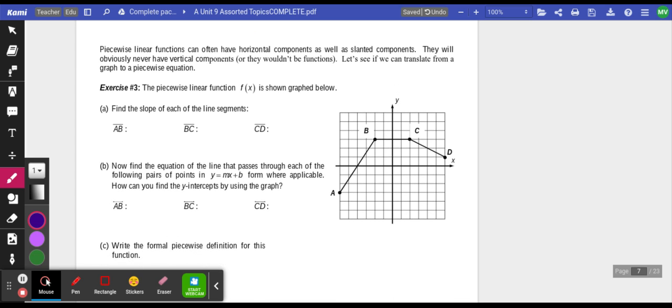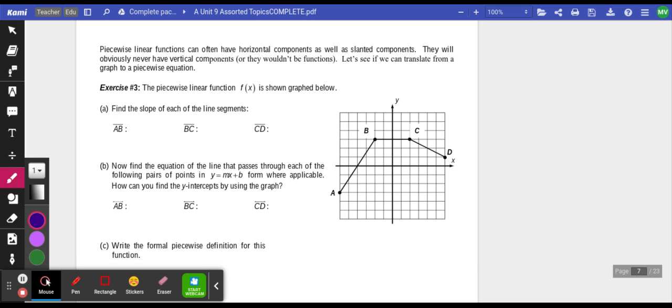Piecewise linear functions can often have horizontal components as well as slanted. They will obviously never have vertical components or they wouldn't be a function. Let's see if we can translate from a graph to a piecewise function. The piecewise function f of x is shown below. So find the slope of each part.